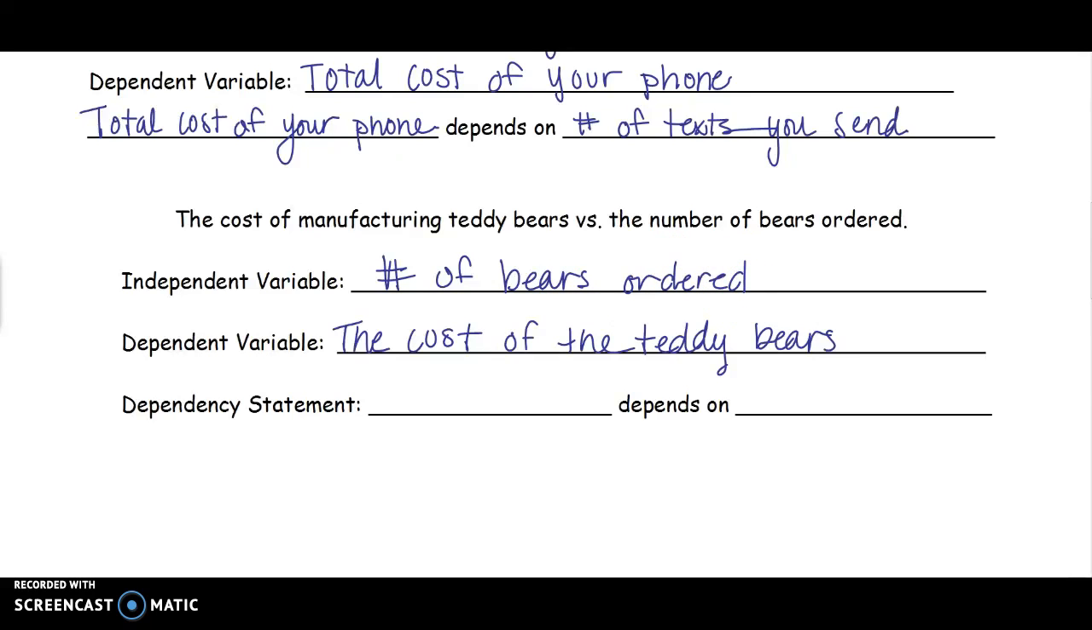So your dependency statement would be the cost of the teddy bears depends on the number of bears ordered.